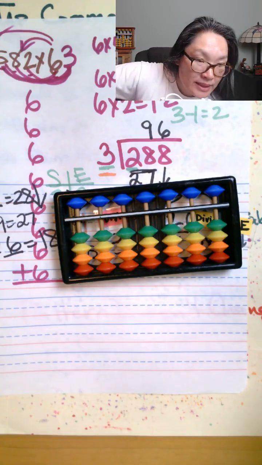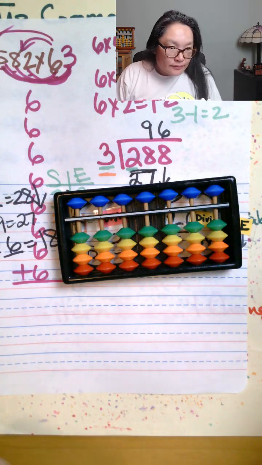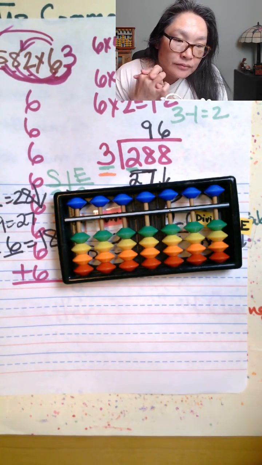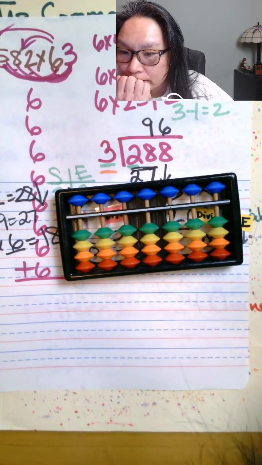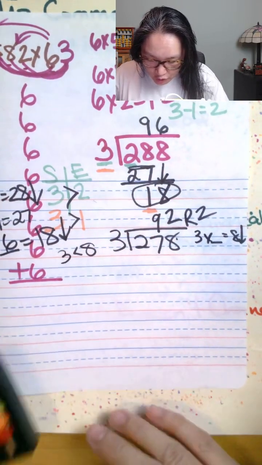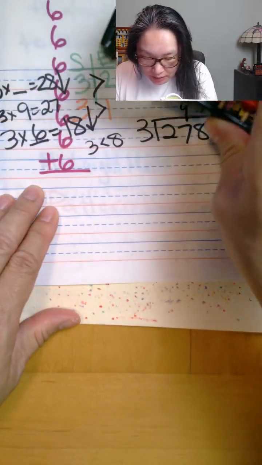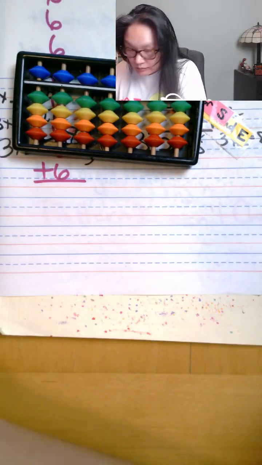So, can we see another example? Asked for division. Oh, you asked for division. Okay, I see. You want another example of division? Let's see if we can do this one. I don't know if I did this one already. Let's try it.